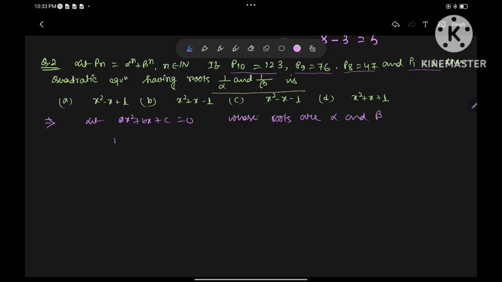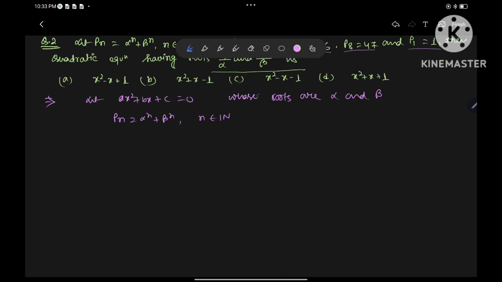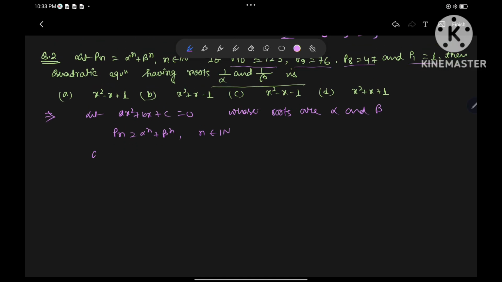Okay, and Pn equals alpha to the power n plus beta to the power n, where n belongs to the natural numbers. So we have applied the Newton formula here: a Pn plus b Pn minus 1 plus c Pn minus 2 equals 0. Let us see what is given: P10, P9, P8 are given. So put n equals 10 here, then a P10 plus b P9 plus c into P8 equals 0.